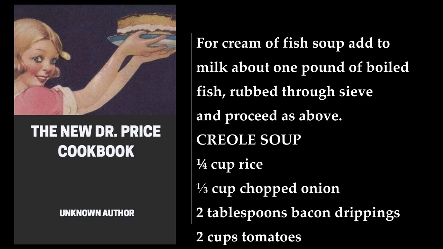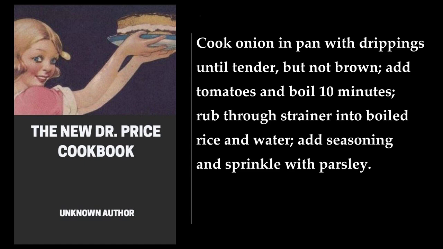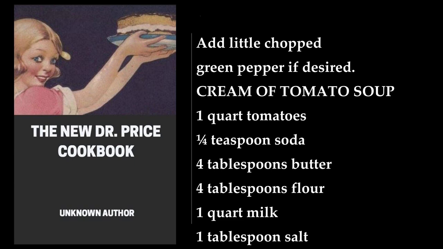Creole soup. 1/4 cup rice. 1/3 cup chopped onion. 2 tablespoons bacon drippings. 2 cups tomatoes. 2 teaspoons salt. 1 teaspoon sugar. 1/8 teaspoon paprika. 1 tablespoon parsley. Wash rice, add 3 cups boiling water and boil 30 minutes. Cook onion in pan with drippings until tender, but not brown, add tomatoes and boil 10 minutes, rub through strainer into boiled rice and water, add seasoning and sprinkle with parsley. Add little chopped green pepper if desired.